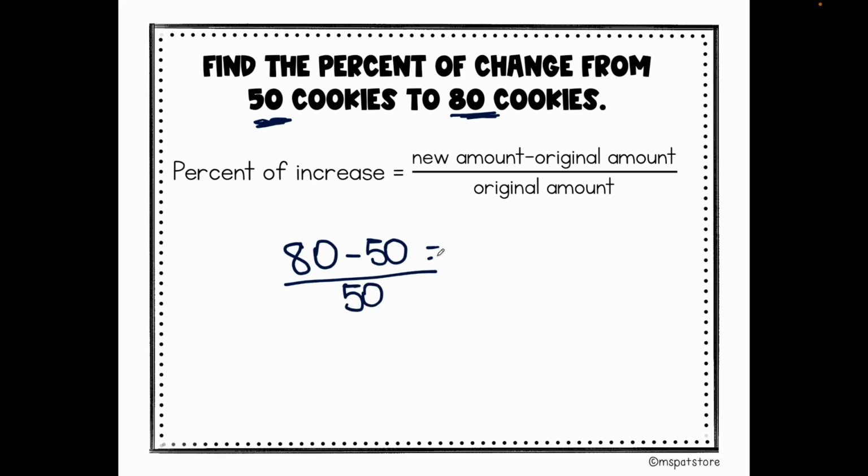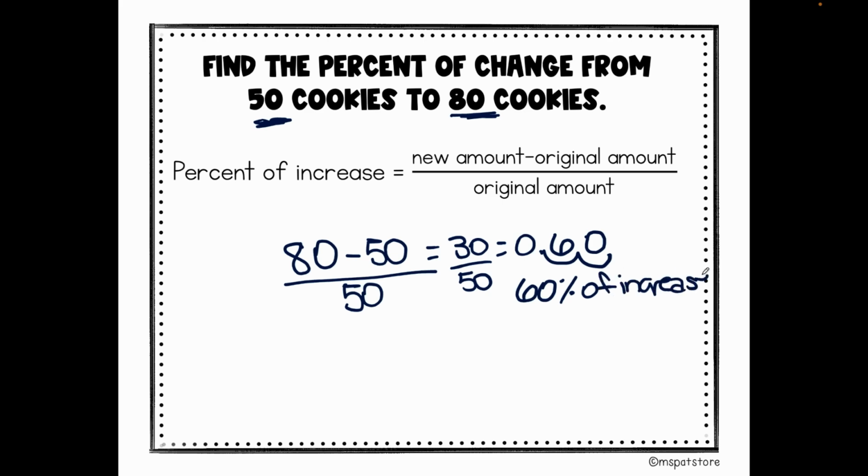As you already know, 80 minus 50 is 30. And 30 divided by 50 is equal to 0.6. Remember that you need to shift the decimal point 2 spaces to the right, 1 and 2. And here you have an invisible 0. So it is 60% of increase. There you go.